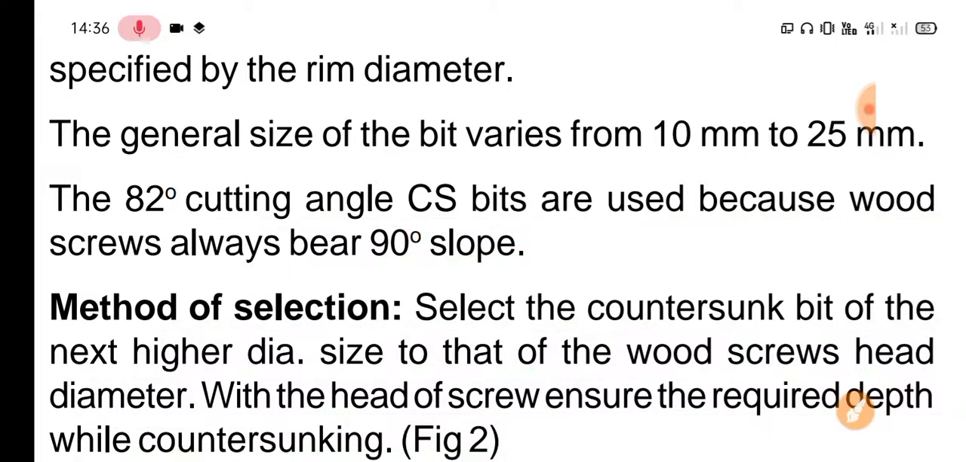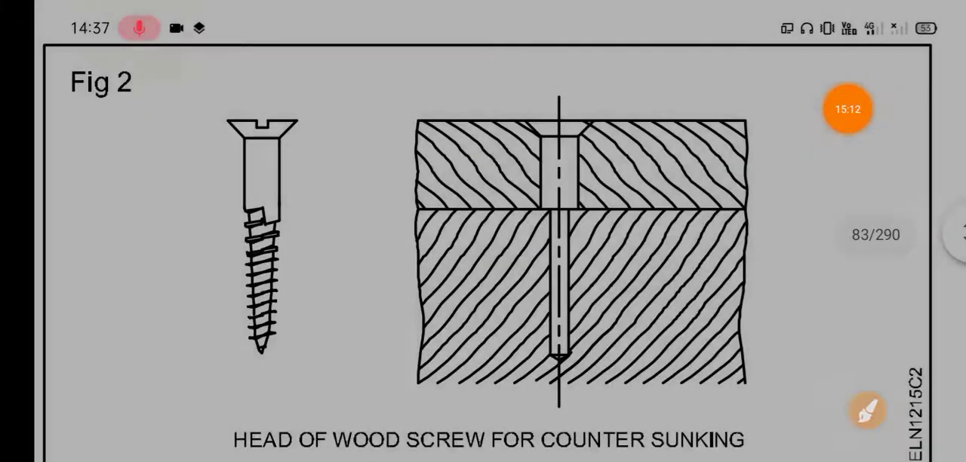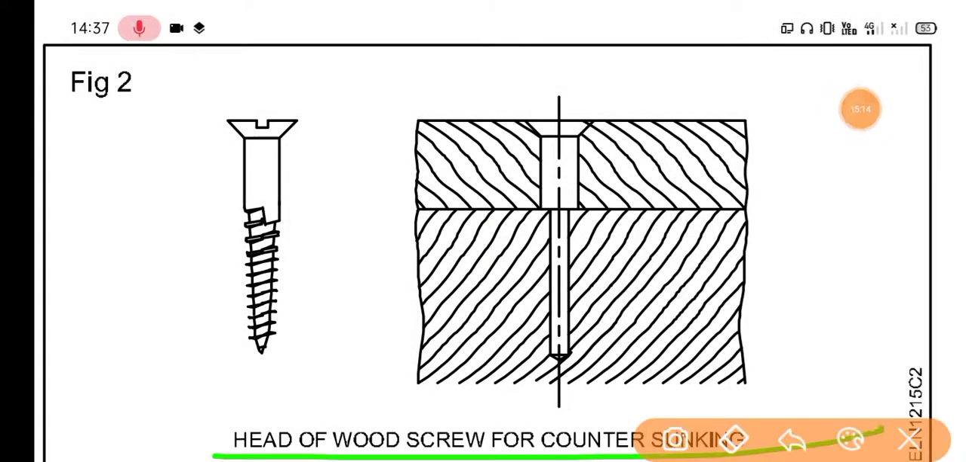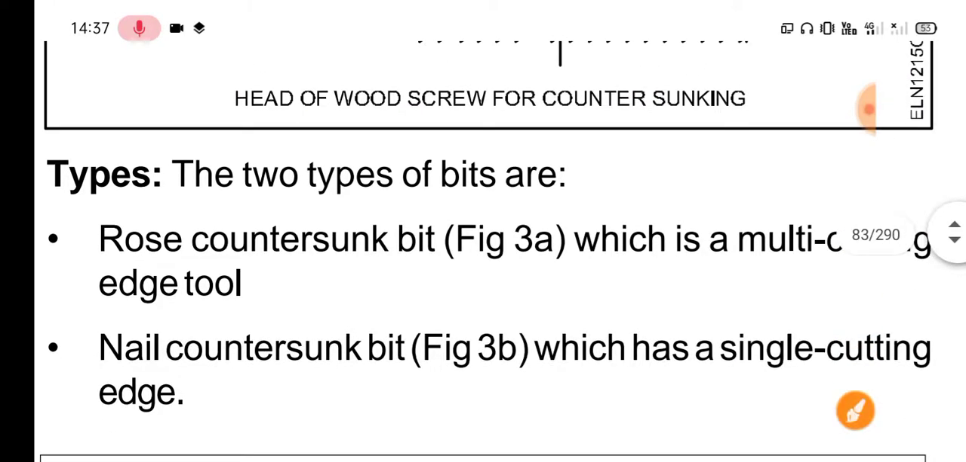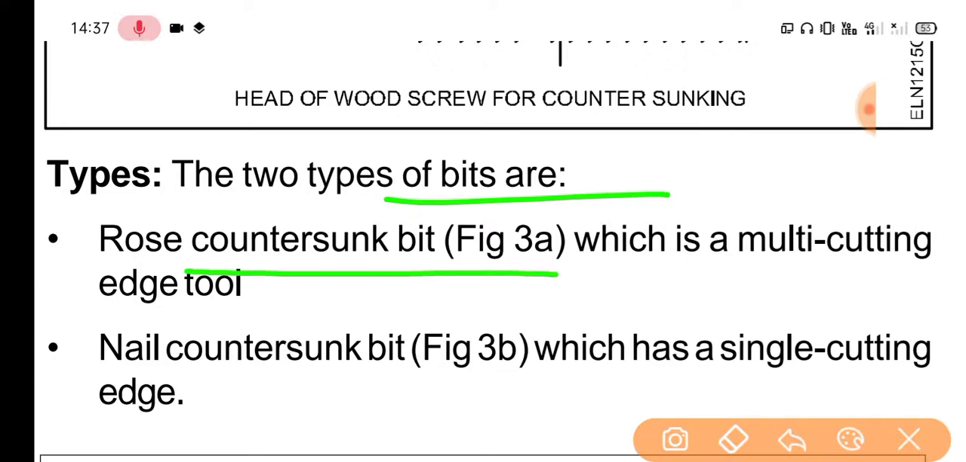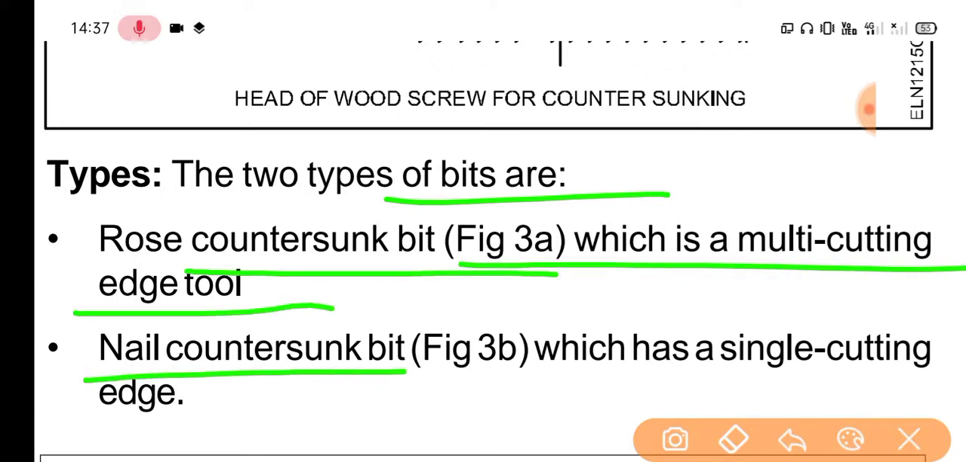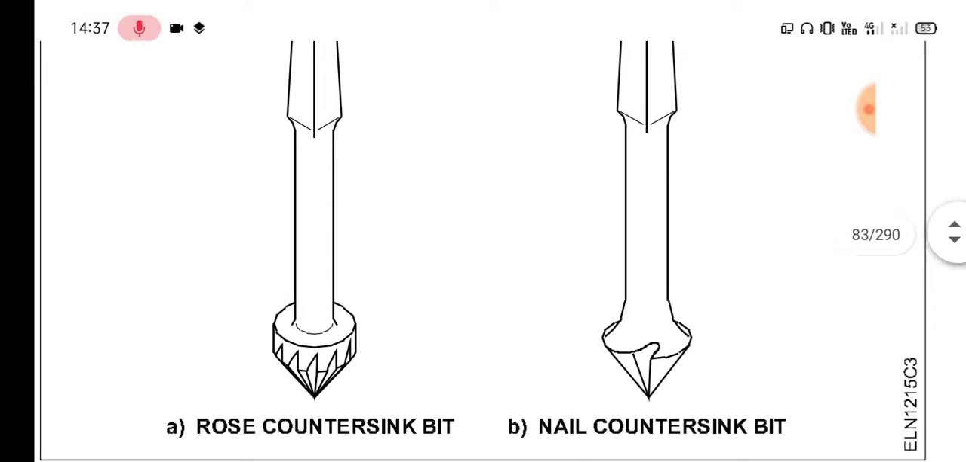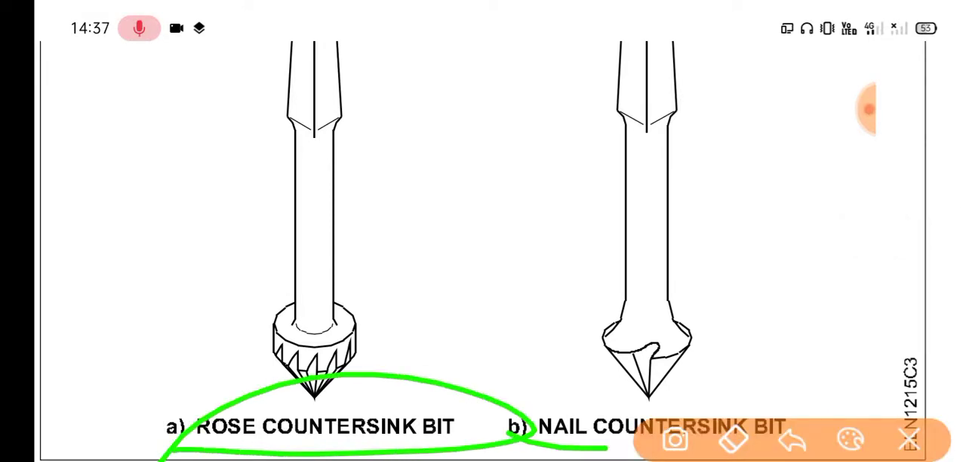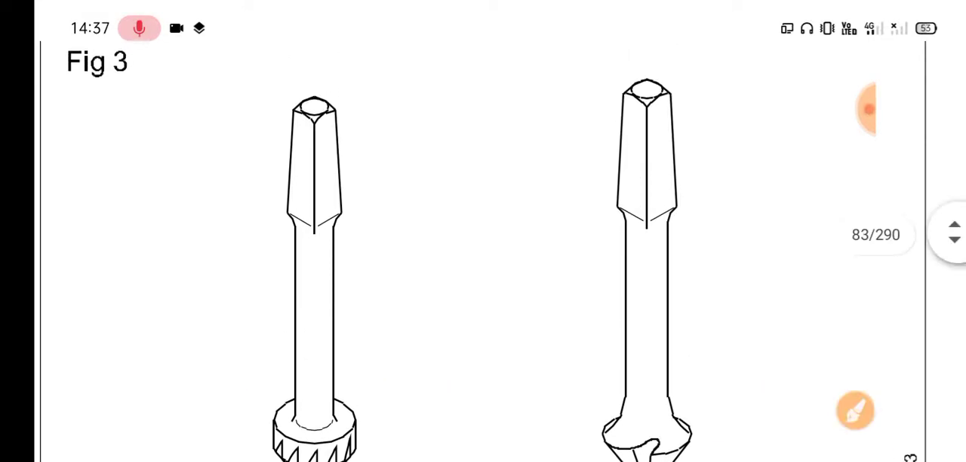Given in picture 2, this is the head of a wood screw for countersinking. There are two types of bits: the rose countersunk bit, picture 3, which is a multi-cutting edge tool, and the nail countersunk bit, which has a single cutting edge. This is a rose countersunk bit. This is a nail countersunk bit.